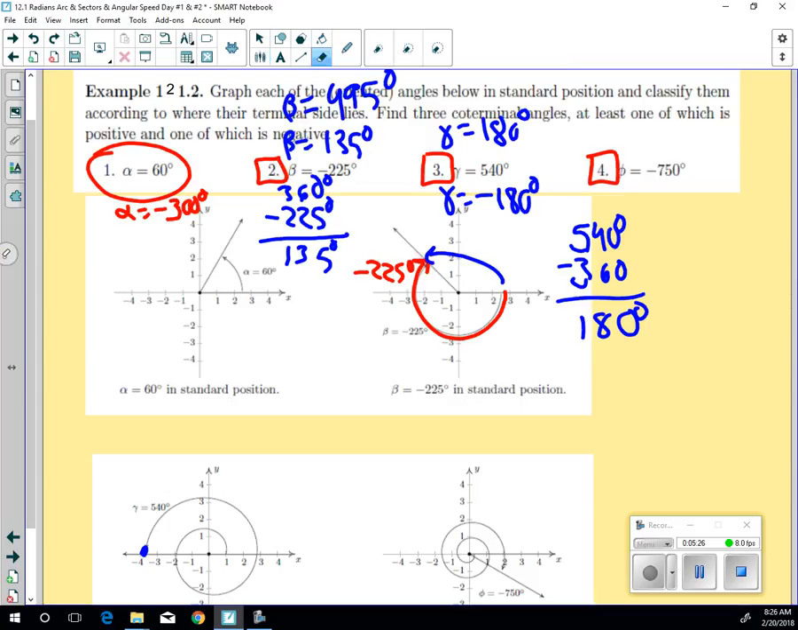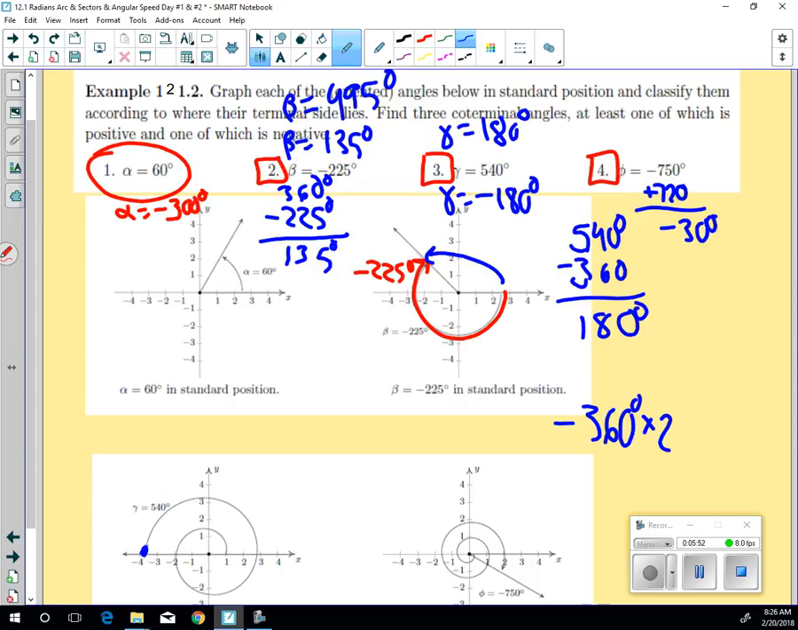And then for this last one, negative 750, you're going in the negative direction, one loop. Looks like you're going to make a second loop, because what's two negative 360s? 720, right? So if you added 720, what do you get? Negative 30. Does that sound right? So phi here is going to be negative 30. And then if we added 360, this would also be what? Yeah, 330.